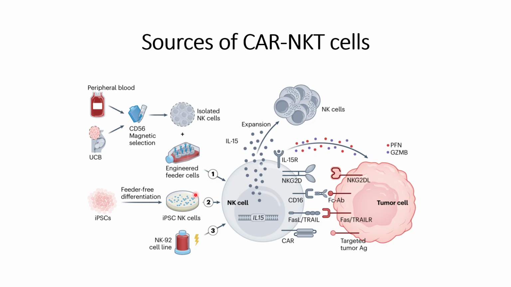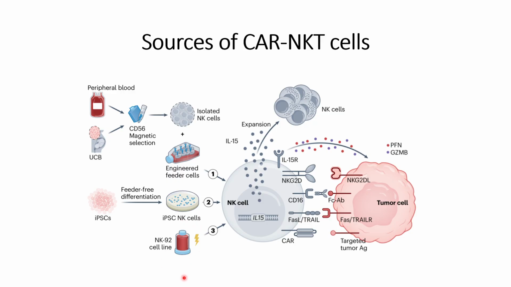The other way is to use induced pluripotent stem cells. We have discussed this approach for the T cells, but it can also be used for these natural killer cells, where feeder-free differentiation is used to make iPSC-derived natural killer cells. They can be used for the similar modifications that we did in the CAR T cells to make them efficient against the tumor cells.